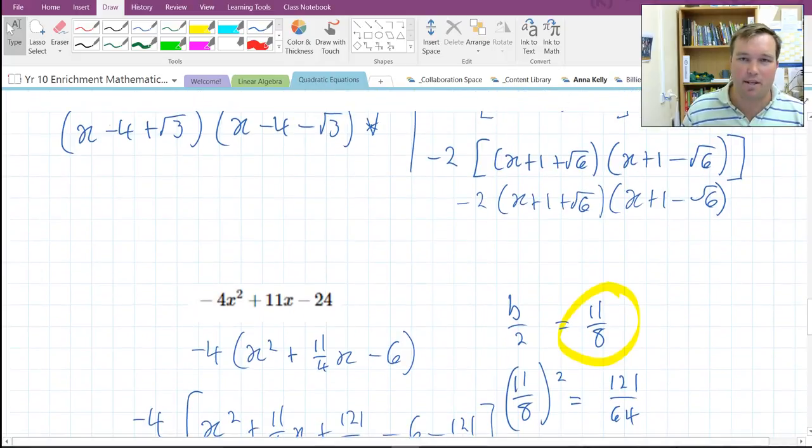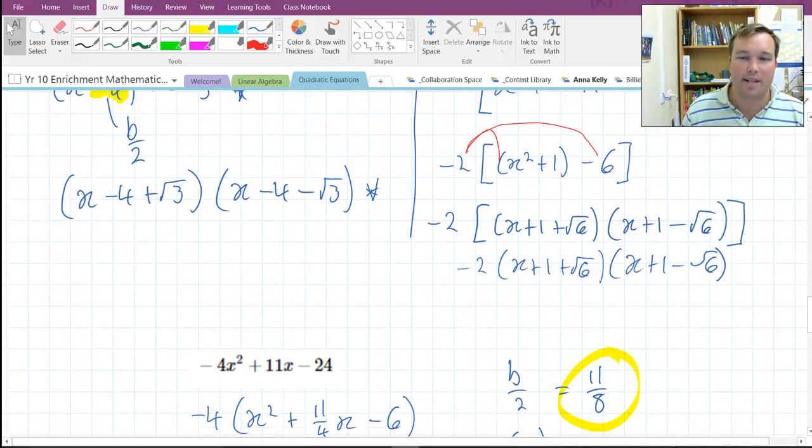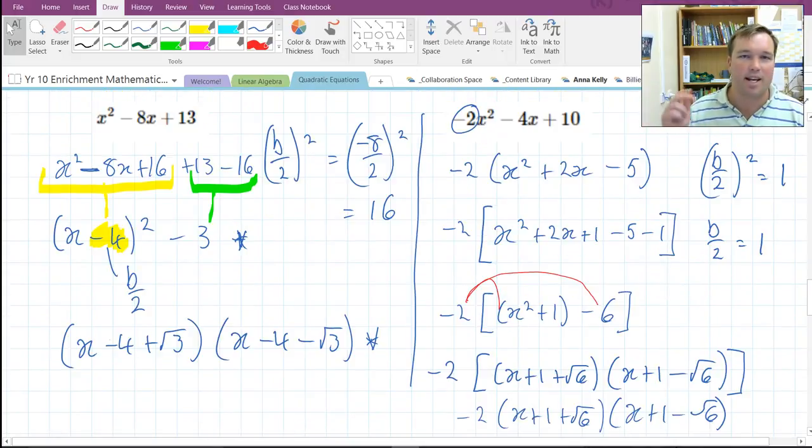Completing the square, if you speak to the year 11s, doing methods is something they do again and again and again, and it's worth just getting down packed quickly.